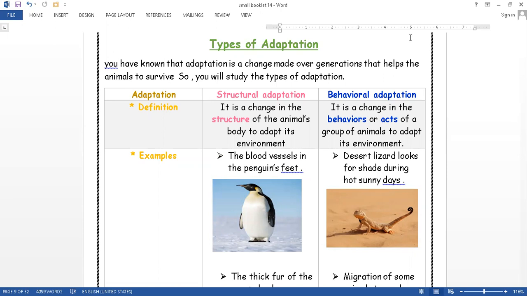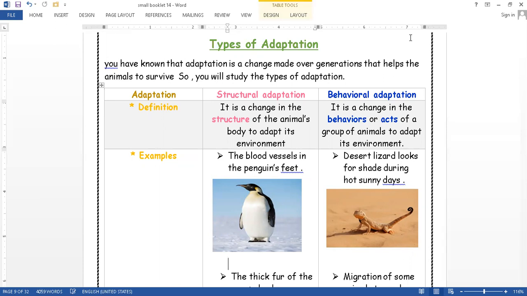What is the difference between structural and behavioral? Structural adaptation is the change in the structure of the animals, the structure or the component in the animals. But behavioral is the change in the behavior or in the reaction of the animal. Like what, jr4? Like the blood vessels in the penguin's feet. It's something in the component or in the structure of the penguin, so it refers to structural adaptation.